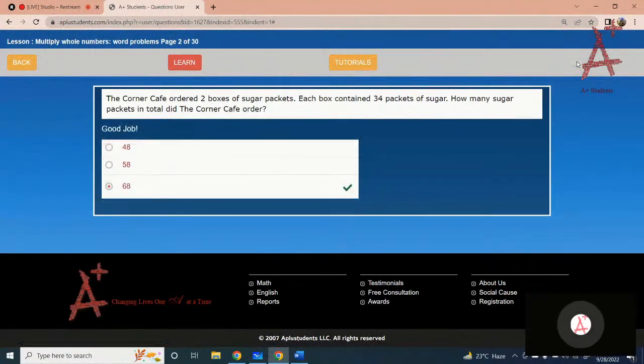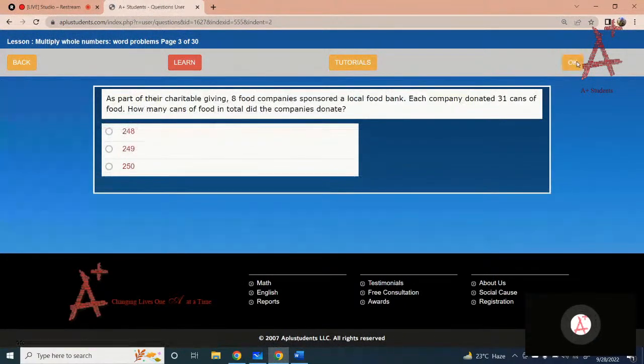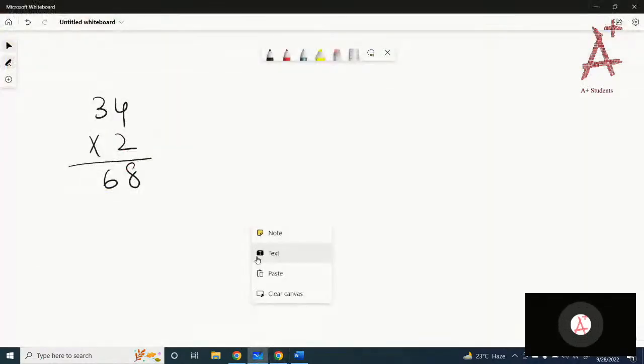Okay, let's start with the next question. Let me read the next one. As part of their charitable giving, 8 food companies sponsored a local food bank. Each company donated 31 cans of food. How many cans of food in total did the companies donate? So 31 cans of food and 8 companies. So you have to do 31 times 8. Got it? So let's just do 31 times 8.